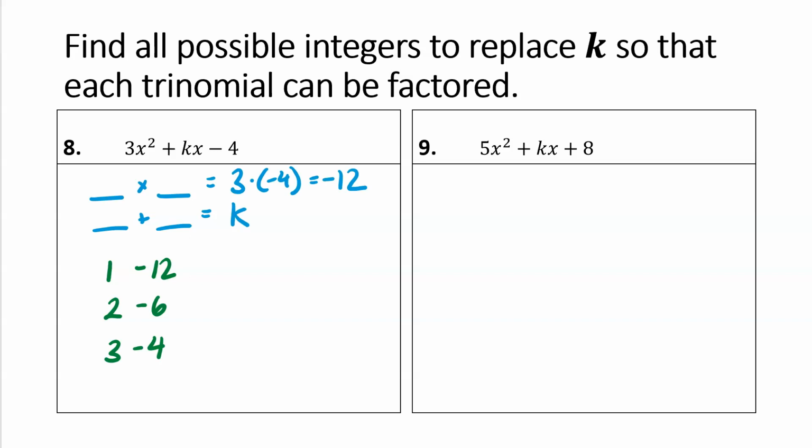But that opens up the possibility that maybe that second column of numbers wasn't the negative. Maybe it was the first column. So you could also have -1 times +12, -2 times +6, or -3 times +4 being equal to -12. How do you get k? You get k by adding those two factors. So let's add all this and see what we get.